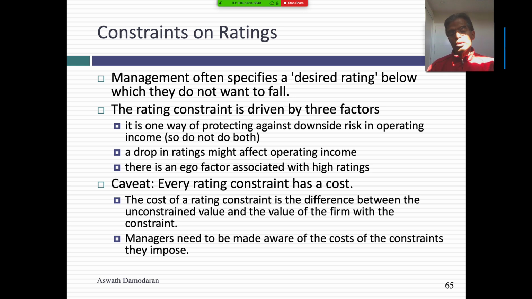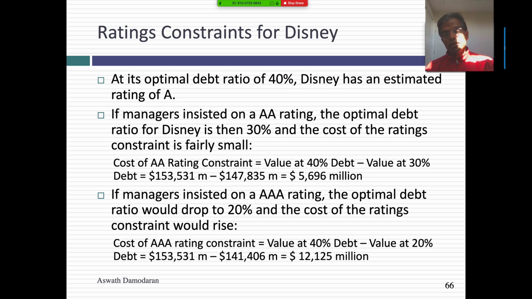But once in a while, you will get a company imposing a completely unrealistic rating constraint. They'll say, look, I want to be a AAA rated company at any cost. You know what? Rise to the challenge. Give them the bill. Tell them how much it will cost them to be a AAA rated company. And you will see very quickly that the cost of a ratings constraint will depend on how severe the rating constraint is. In fact, let me use this on Disney so you can see how this would work out.